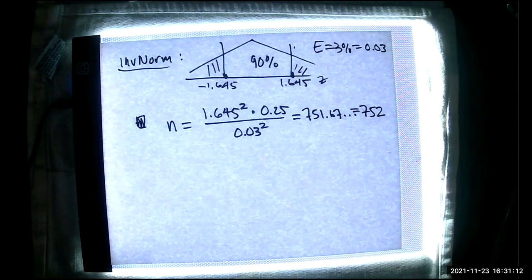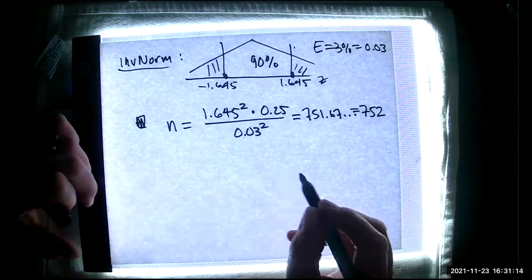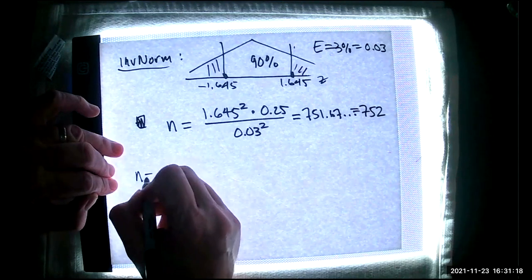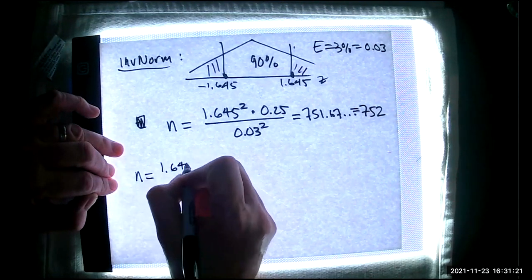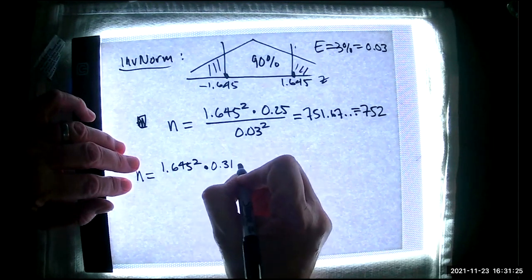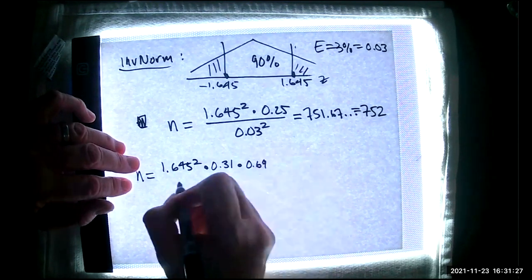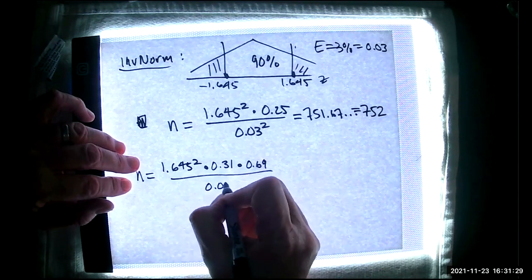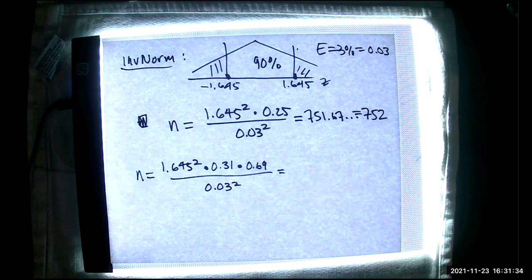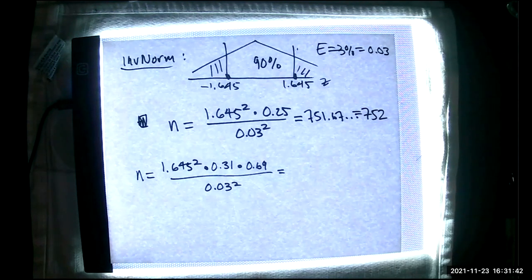Now, for the second example, we had a P and a Q provided by previous research. So N is equal to 1.645 squared times 0.31 times 0.69, over 0.03 squared. So you can see it's a very similar calculation. And again, the order of operations is just fine. We'll take care of all the numerator and then divide. We're ready to go.